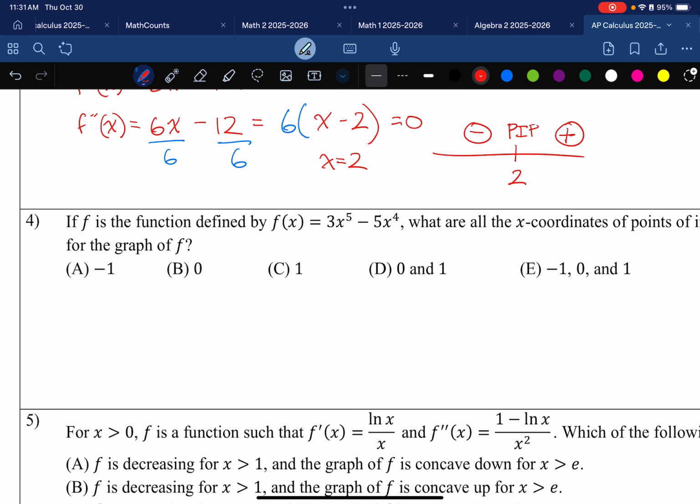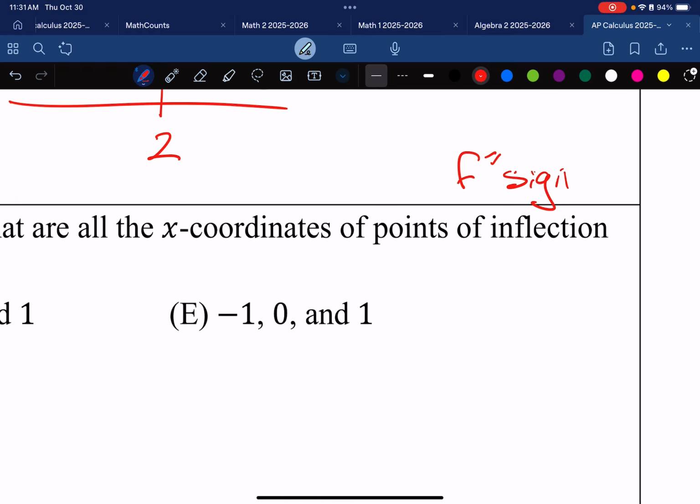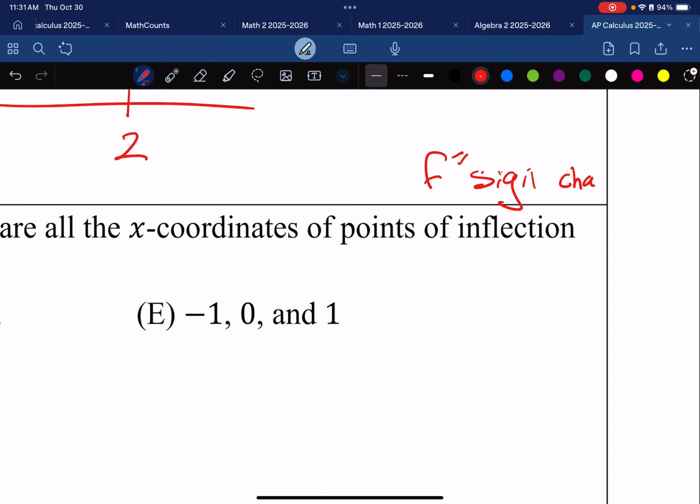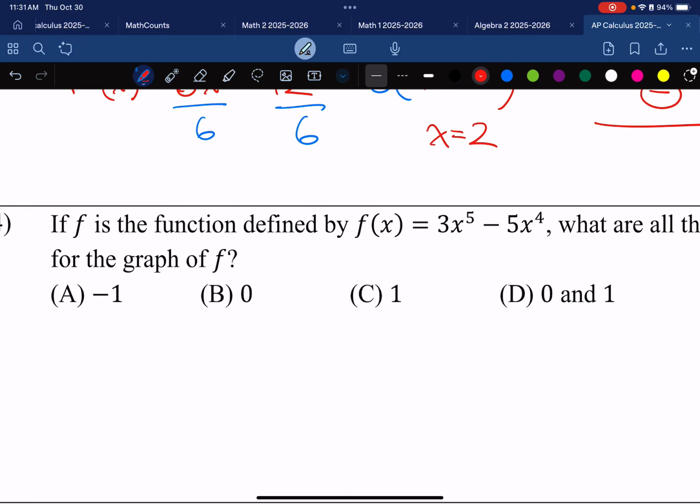In number 4, we're asked to find a point of inflection. So points of inflection are wherever we have f double prime sign change. So we need to find f double prime. The definition always leads me on what I'm supposed to do. I only have f. Taking the derivative once will give me f prime.